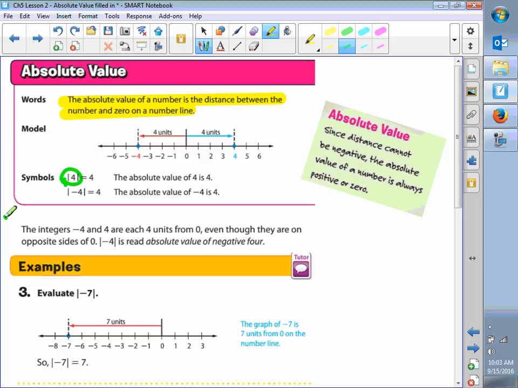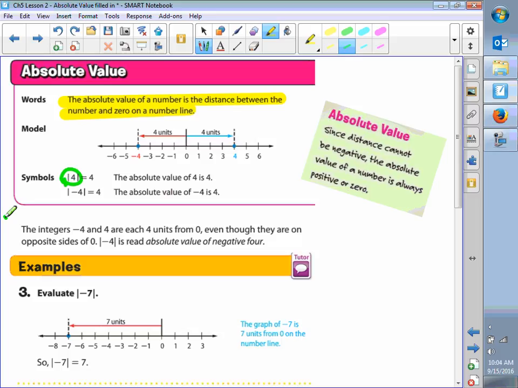Now, we're not looking for the opposite of 4. We're looking for the distance a number is away from 0 on the number line, right? So, the absolute value of 4 is what? 4. So here, the next one, the absolute value of negative 4 is 4. If I'm looking for an absolute value, is my answer ever going to be negative?